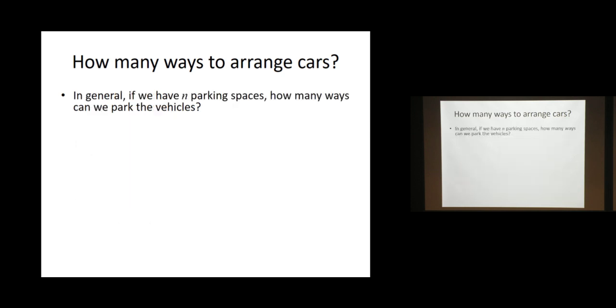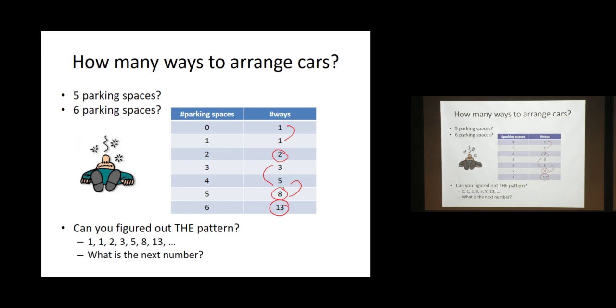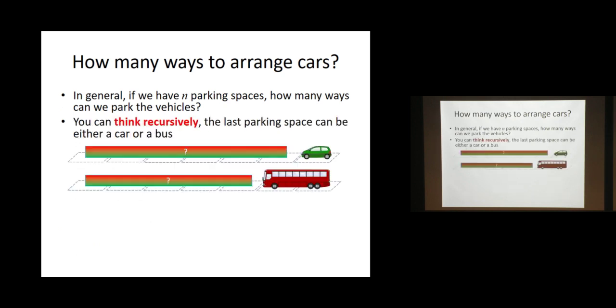Okay? So in general, if I have n parking spaces, what do I do? I find out how many ways there are for n minus 2 parking spaces. I find out how many ways there are for n minus 1 parking spaces. I add them up. That's the number of ways I have for n parking spaces. Make sense? Okay, so this is how you reason it.